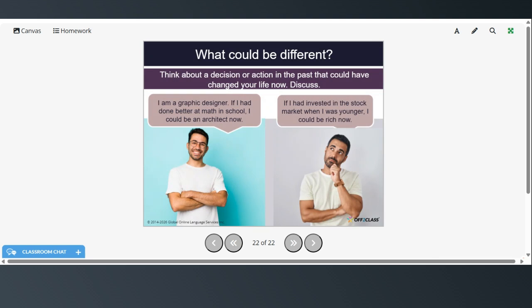Now think about a decision or action in the past that could have changed your life now and discuss that. So here are some examples. I am a graphic designer. If I had done better at math in school, I could be an architect now. And if I had invested in the stock market when I was younger, I could be rich now.